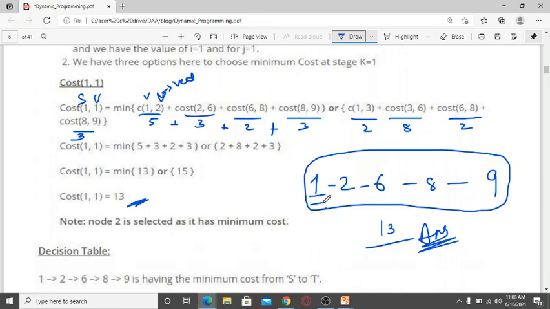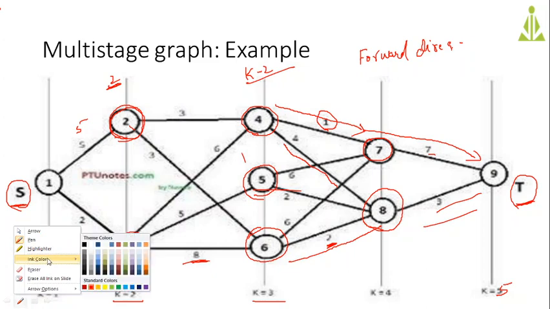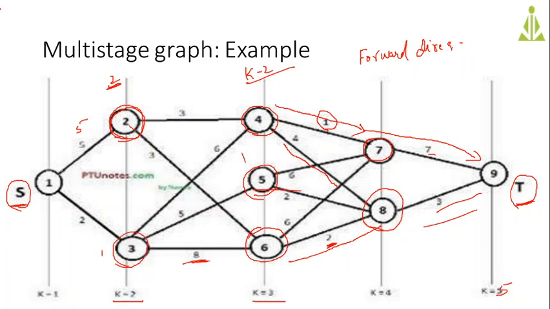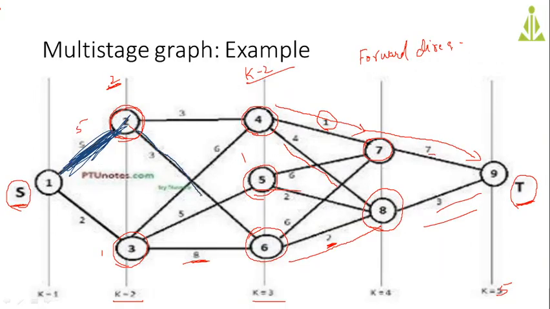So what is the route? 1, 2, 6, 8 and 9. This is the route. So in the graph we change the ink color to blue. First 1 to 2, and from 2 to 6, then what is the next? 6 to 8, then from 8 to 9. So this is our optimal solution.